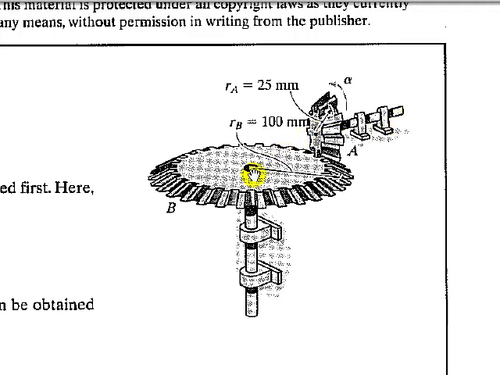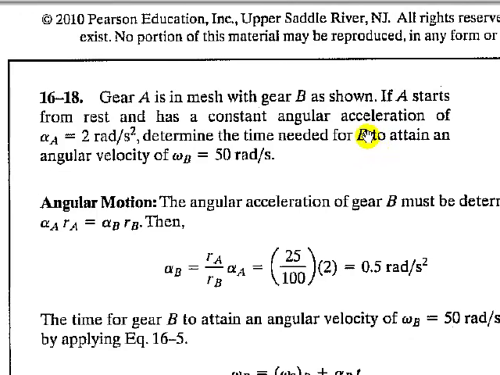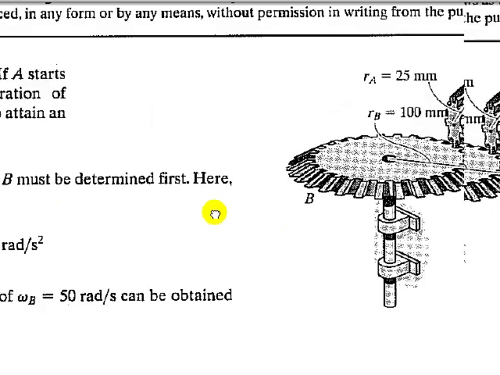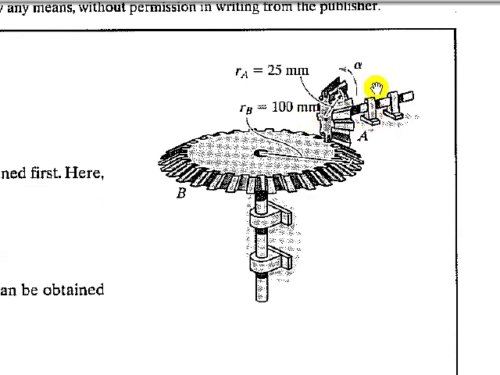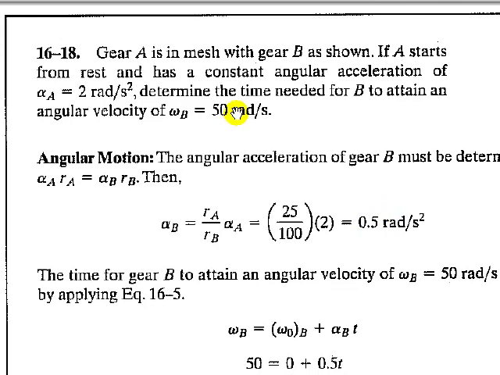And so we have a pair of bevel gears, and we know something about one, and we want to learn something about the system later. Okay, so gear A is in mesh with gear B. If A starts from rest and has a constant angular acceleration, so this is the constant angular acceleration problem, determine the time needed for B to attain an angular velocity of 50 radians per second. So alpha A is 2, and we want omega B is 50. Let's remember which is A and which is B. A is the small one, we know its alpha. B is the big one, and we know its angular velocity.